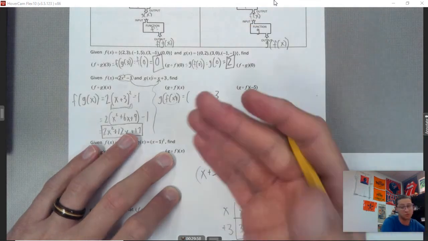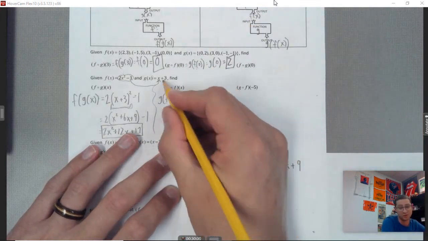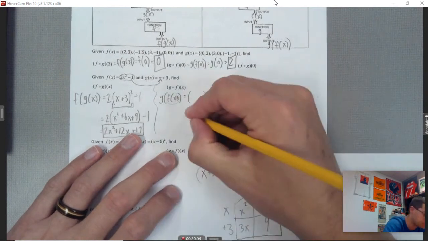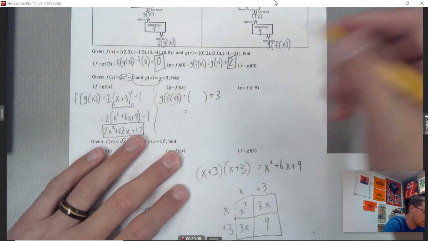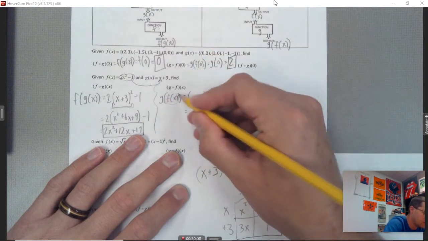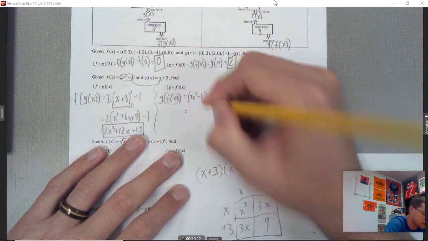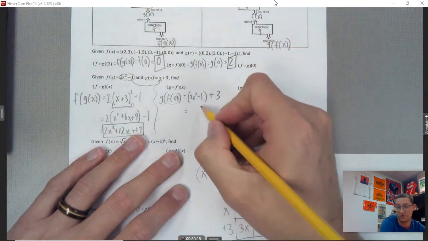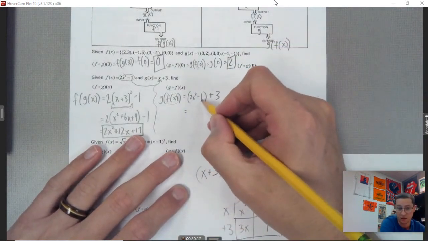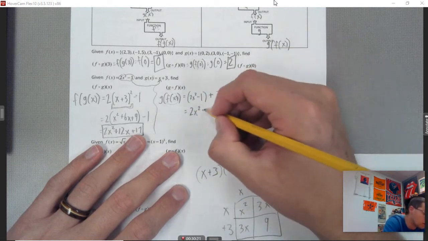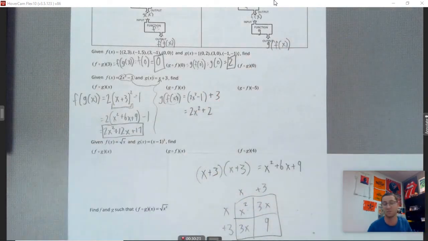If there were multiple spots with x, you'd have to write multiple parentheses. So parentheses here, and what goes in the parentheses? F of x goes into that parentheses. So 2x squared minus 3. The only evaluation we have to do here is combining like terms. So negative 1 plus 3, so it ends up being 2x squared plus 2. And that's my function.